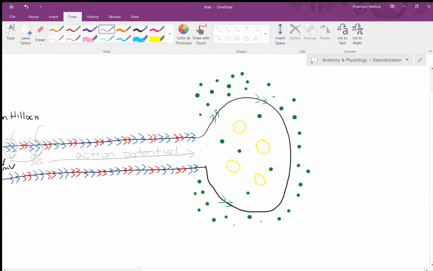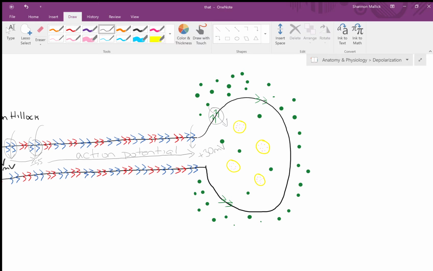Once the action potential propagates down, enough sodium has come into the cell to raise the voltage all the way up to +30 millivolts. And once this 30 millivolts hits the synaptic end bulb, these voltage-gated calcium channels open, and calcium is allowed to rush into the cell. It is also moving down its chemical gradient, since there is a higher concentration of calcium outside the cell than there is inside the cell.